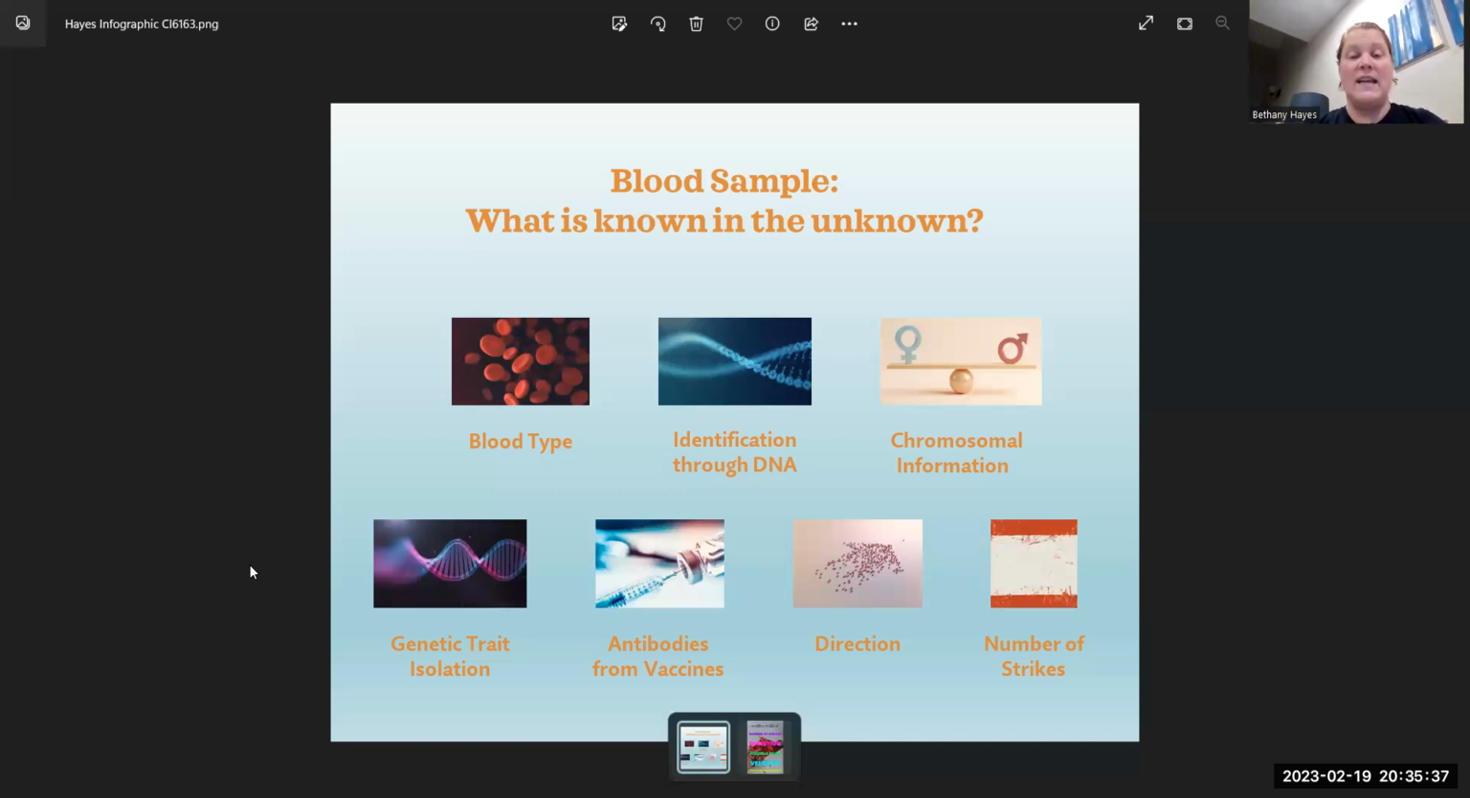Sometimes you can run it for DNA and get a hit if the person is in the system. If they're not in the system, you can get chromosomal identification. Is the blood from a male? Is the blood from a female? What are the genetic traits?